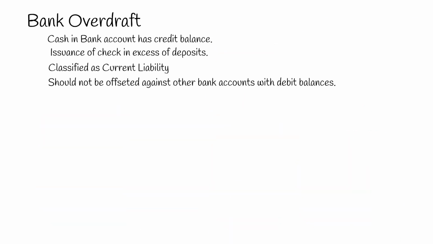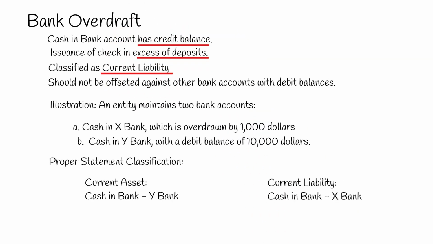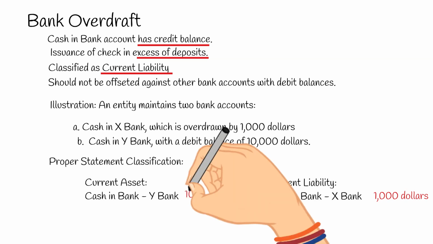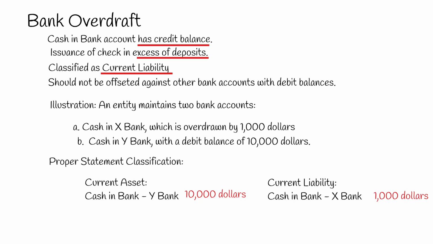Bank overdraft. The cash in bank is said to be overdraft when it has credit balance. This occurs when there is an issuance of checks in excess of deposits. In this case, the account is classified as current liability. Using the given example, the overdrawn of $1,000 in X bank is presented in the financial statements under current liability. On the other hand, the $10,000 debit balance in Y bank is presented in full amount under current asset. Again, offsetting is not permitted.